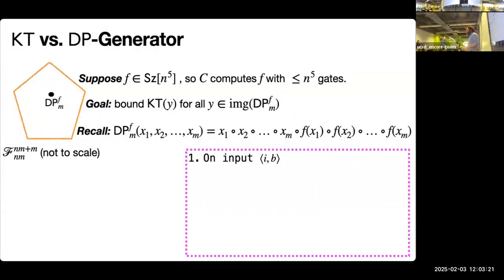So how do we bound K big T? We make up a description and then calculate how much computation and description length that description took up. Here's our description. So on input index I and bit B, what are we going to do? Is the D going to be the circuit description for F? It's going to be in there, yes.